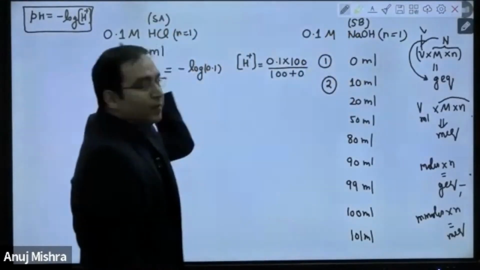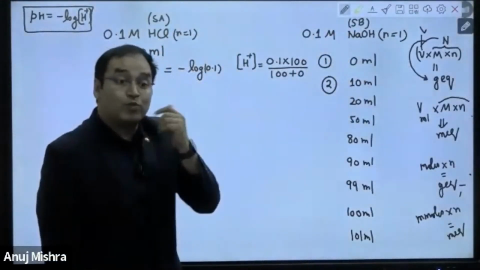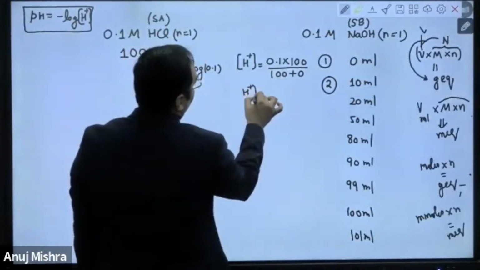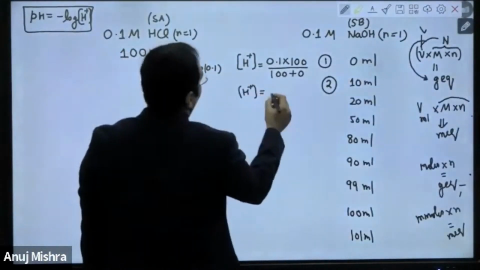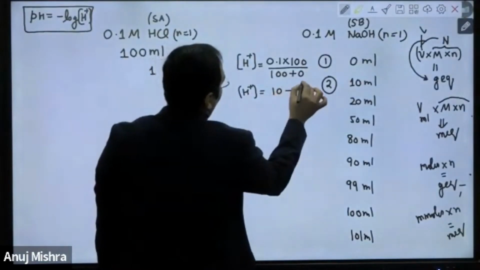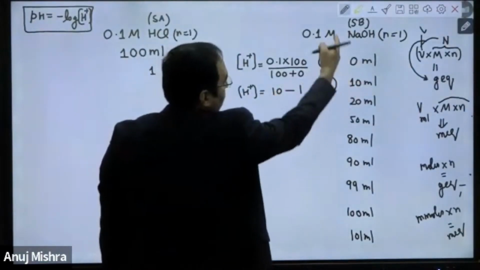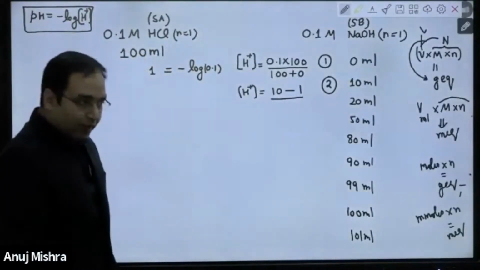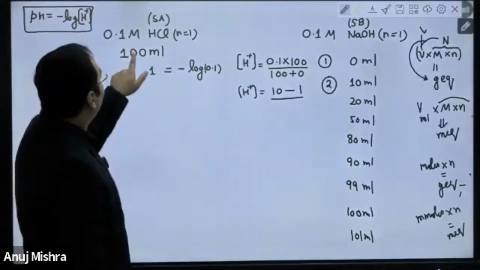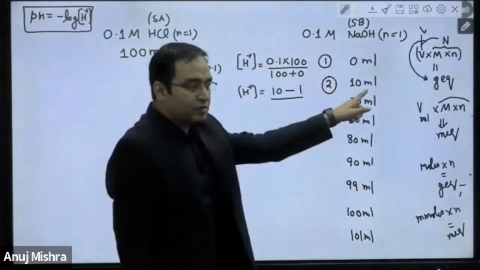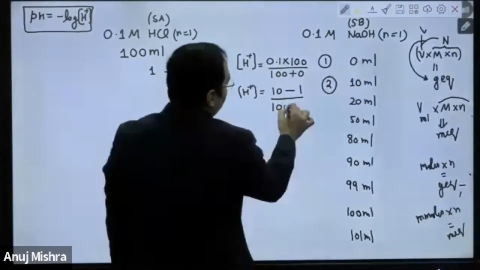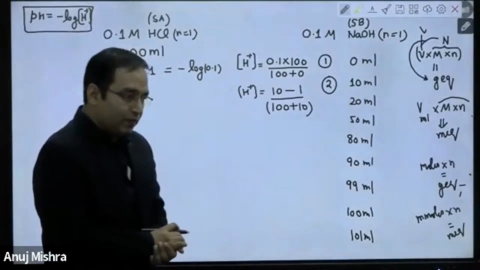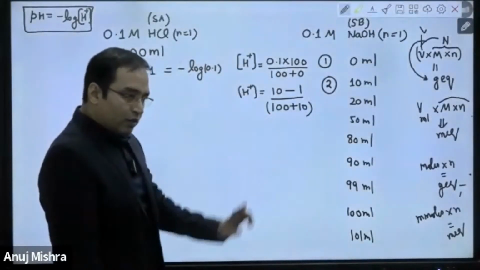1 MEQ will react with how many MEQs? Only 1. So how much of H plus will remain? 9. तो कह रहे हैं H plus effectively will be 10 MEQs of H plus minus 1 MEQ because of this maths. I'm subtracting 1. Remaining MEQs of H plus divided by total volume 100 and 10 ml. Volume will be added, no? See, volume cannot be subtracted. Volume will be always added. You understand this point? Any doubt in this?